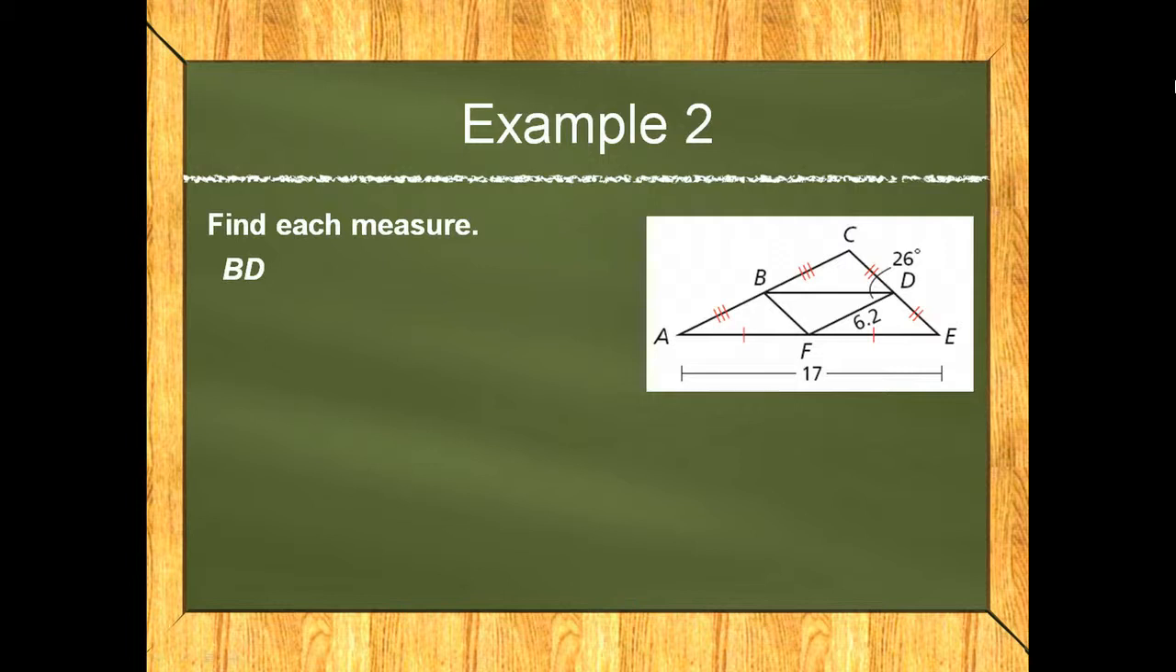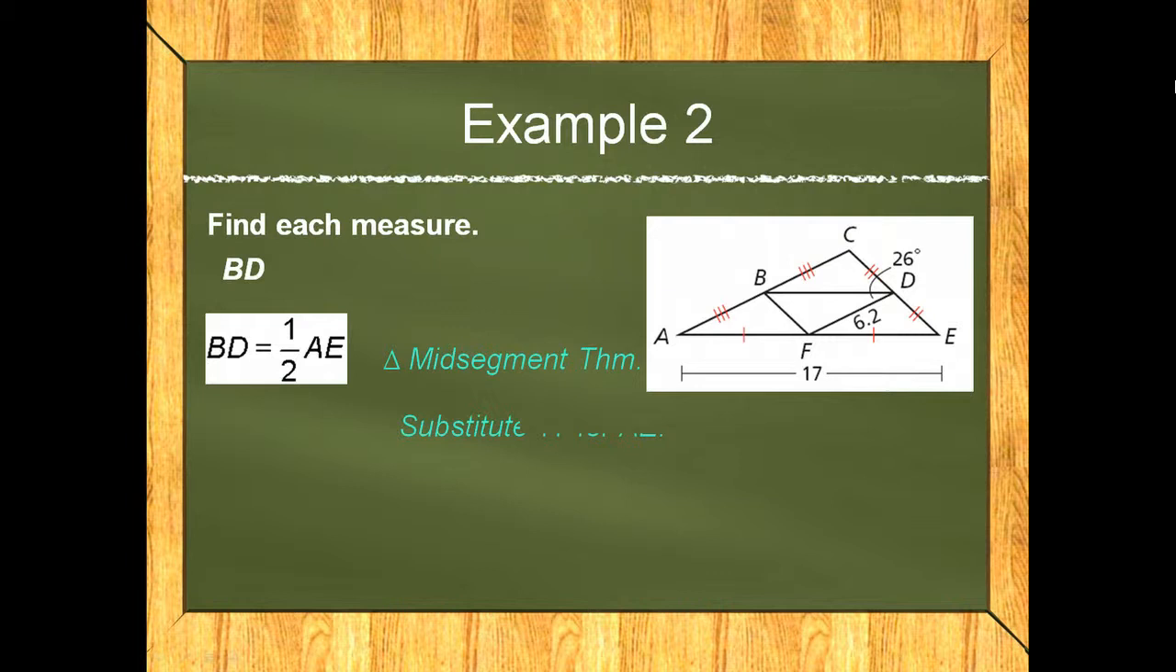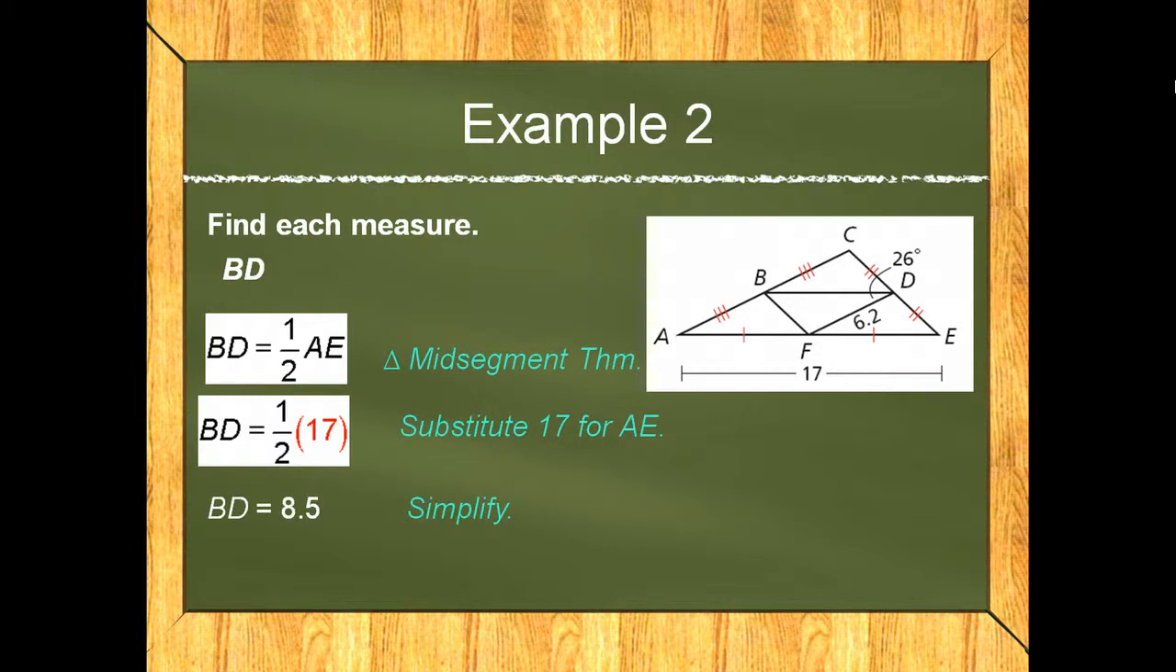Let's use this to find measures. We want to find BD. Using the midsegment theorem, BD equals 1/2 of AE. Substitute 17 for AE, and BD equals 1/2 times 17. If we simplify, BD equals 8.5.